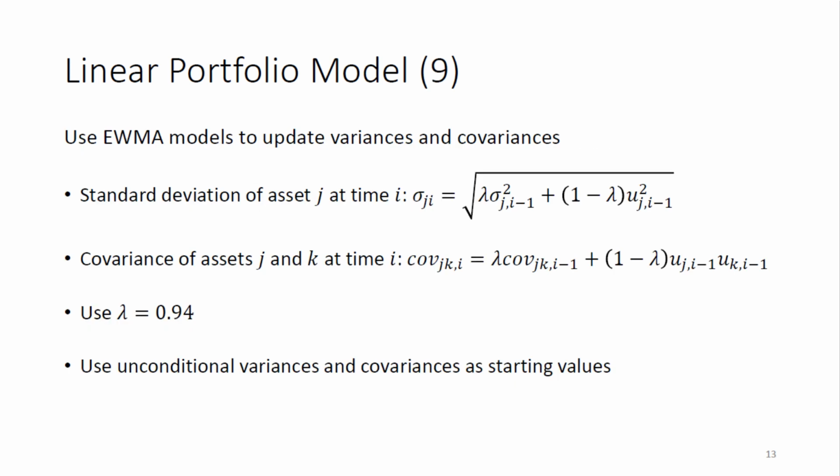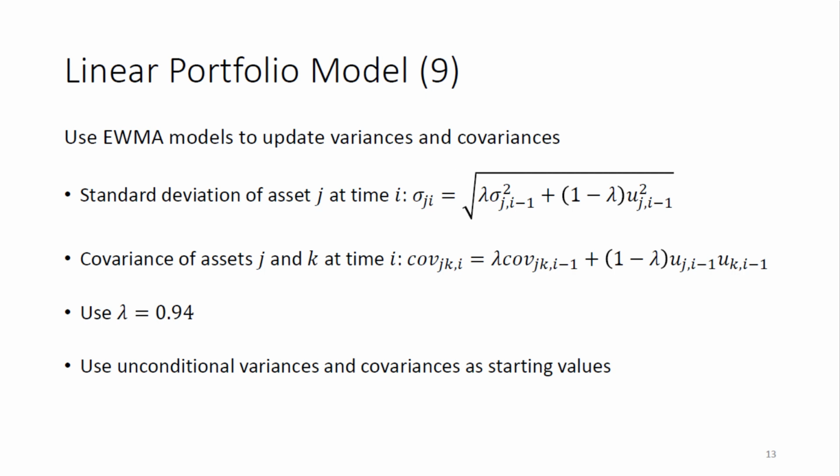So what we will do is use the exponentially weighted moving average model. We use that both to update the variances of each asset in the portfolio and to update each covariance element of the assets in the portfolio. So let's look at how this updating looks for the standard deviation of asset J at time i.